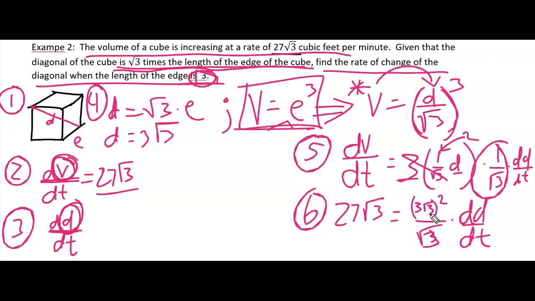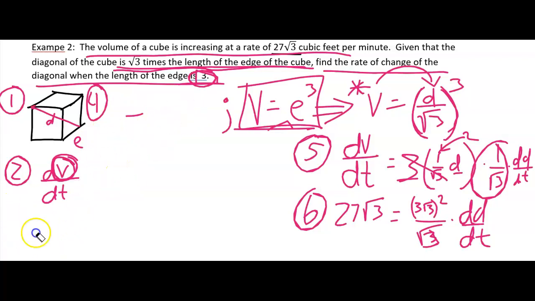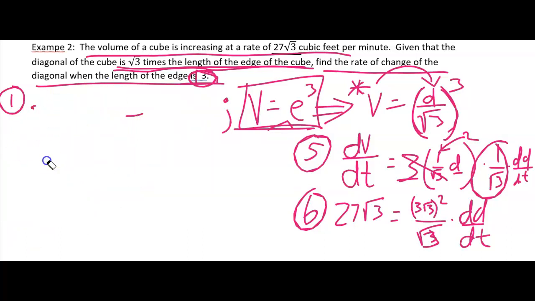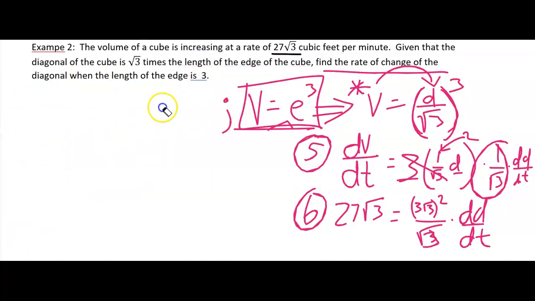Well, we're almost there. Let's keep going. So we found all the variables that we need to plug in. All right, so if I square this, 3 squared is 9, and the square root of 3 squared is just 3, so you have 9 times 3, which is going to be 27. So here's what I have now.